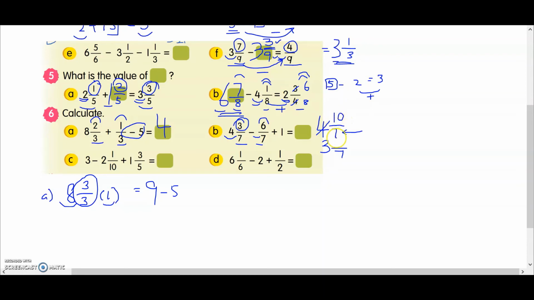Right? So it becomes 3, 10 over 7. Then we minus 6 over 7 plus 1. So 3 minus nothing is 3. 7 doesn't change. 10 minus 6 is 4. You plus 1. This 1 here is the round number. So 3 plus 1 is 4. And then the fraction you copy.